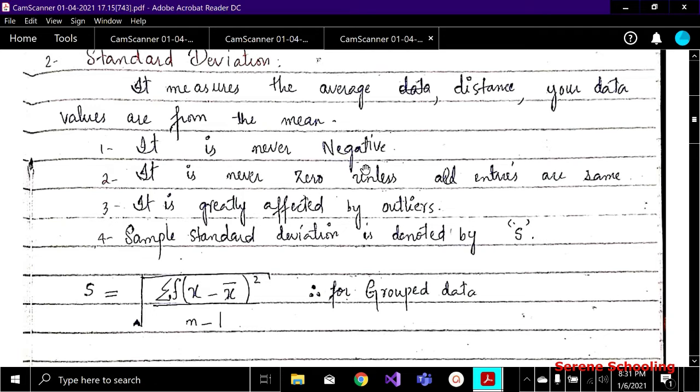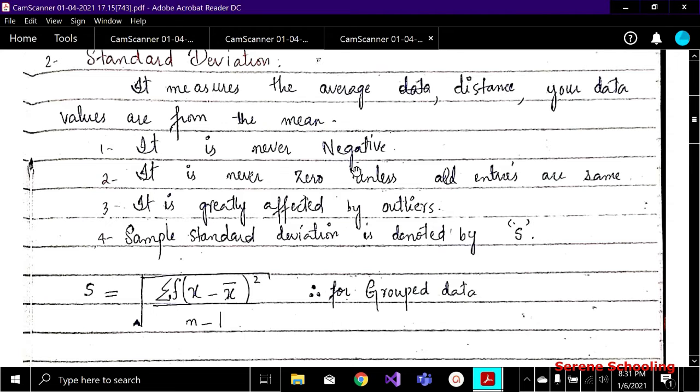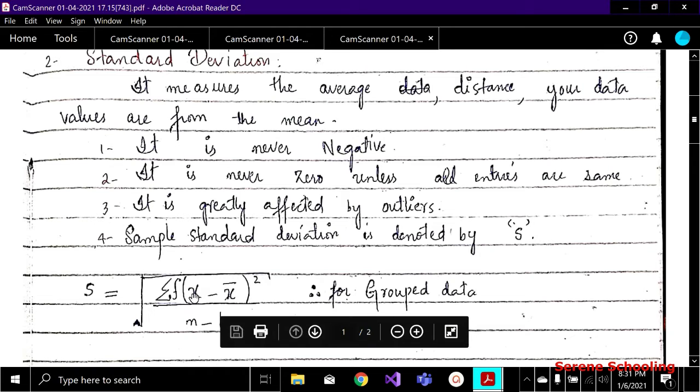Here are some important things about standard deviation you have to remember. It cannot be negative. Why can't it be negative? See the formula: we have the square root, and inside the square root, if the value is negative, then this is the imaginary case, not real numbers. So our standard deviation can never be negative, and it is also never zero unless all the entries are the same, like all the data values are the same as the mean.